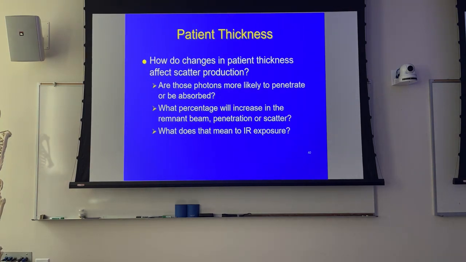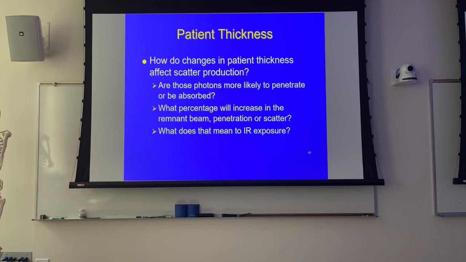So, scatter production. To boil down the next 2 sections in this particular chapter, with patient thickness and area irradiated: more tissue, more scattering. Okay, that's it. More tissue, more scattering. The thicker the tissue, more scatter radiation. The bigger the area, more scatter radiation. So regardless of what it is, if it increases, you can create more scatter radiation. So naturally, the less you irradiate, the less scatter.